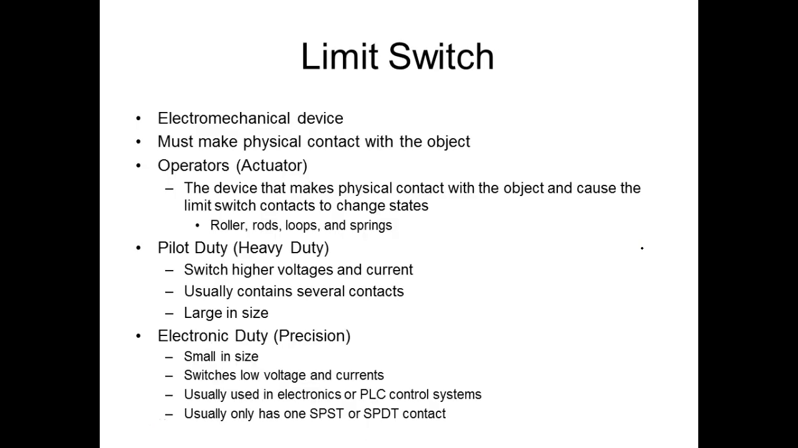Then we have limit switches. Limit switches are electromechanical devices that make physical contact with the object. We have what we call an operator. An operator is what we hook to the limit switch that the object actually strikes. So here the object literally has to strike this limit switch. The guy that does the striking, we call that an operator.